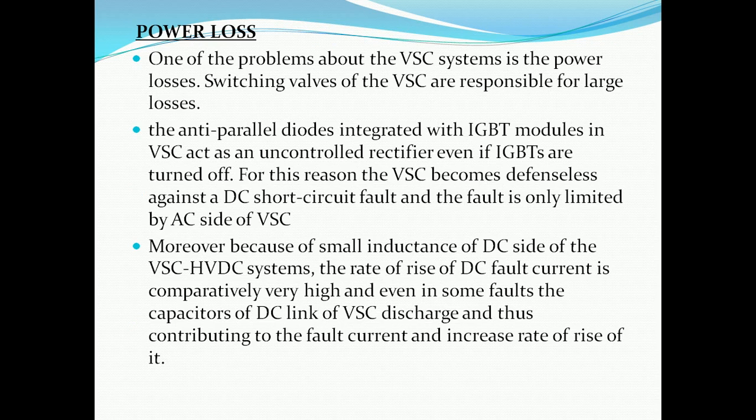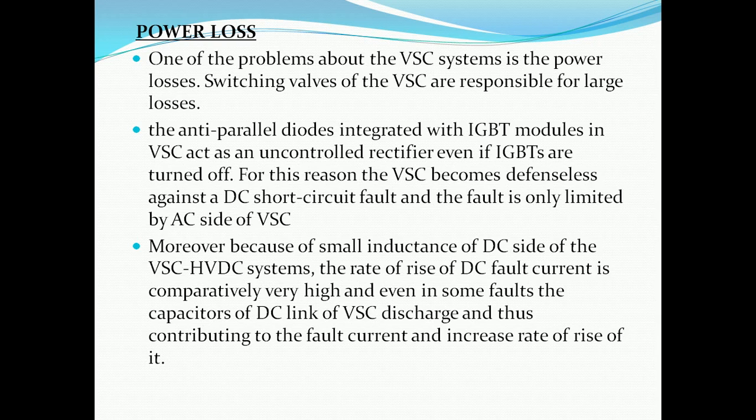Now, the other challenge faced in HVDC systems is power loss. One of the problems of a voltage source converter system is the power losses, which means the switching valves of the voltage source converter are also responsible for a large amount of losses. The anti-parallel diodes integrated with IGBT modules in a voltage source converter act as an uncontrolled rectifier even if the IGBTs are turned off. Due to this, the voltage source converter becomes defenseless against a DC short circuit fault, and the fault is only limited by the AC side of the voltage source converter.